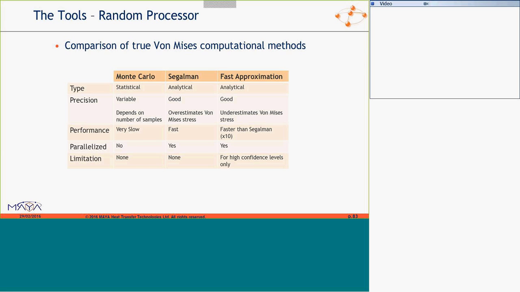Monte Carlo, of course, is very slow when you have lots of samples, but it's accurate. Segelman is fast, and the fast approximation is 10 times faster than Segelman. We offer parallelization for the Segelman and fast approximation methods. Limitations: the fast approximation only works for high confidence levels. So if you're at 90%, you should be using Segelman. The typical standard is 3 sigma, 99.73%. So in that case, you're okay to use fast approximation.